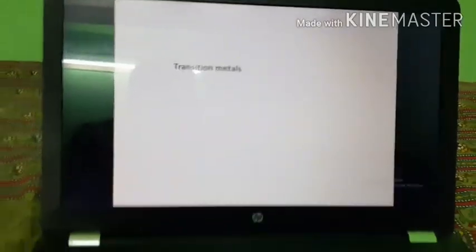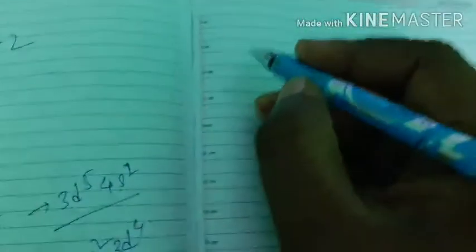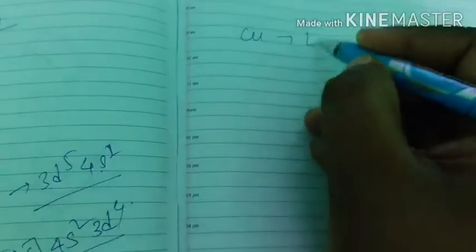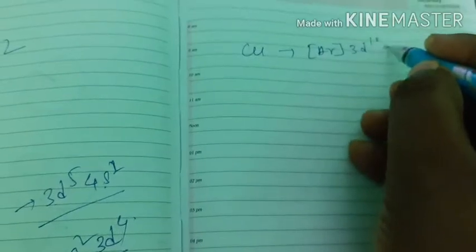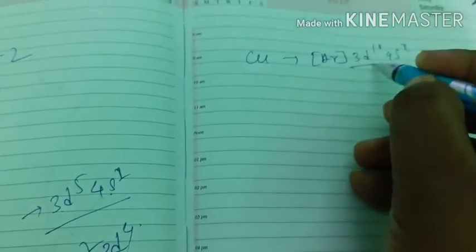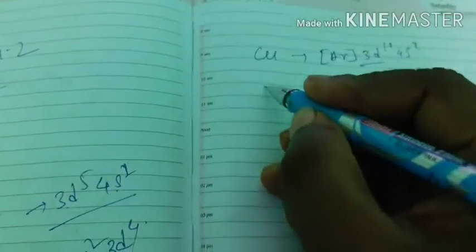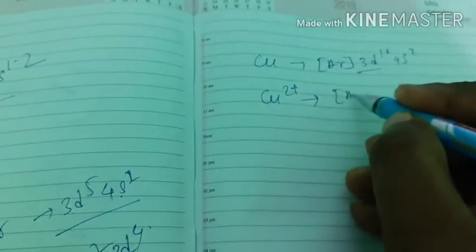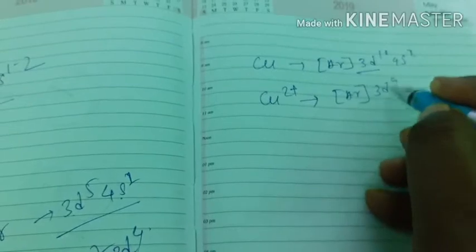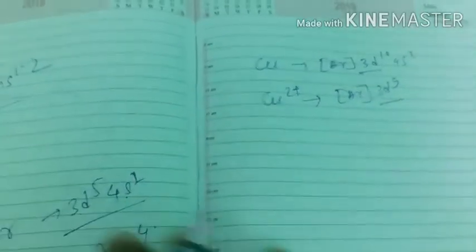That's why copper, silver and gold are known as transition metals. Copper's electronic configuration is argon 3d10 4s1. In the ground state the 3d orbital is completely filled, but one of the stable oxidation states of copper is Cu2+. In this case the electronic configuration is 3d9, which means it becomes incompletely filled. That's why copper is considered a transition element.